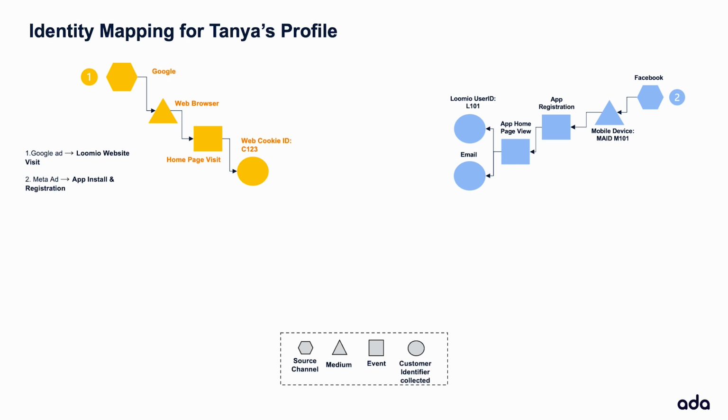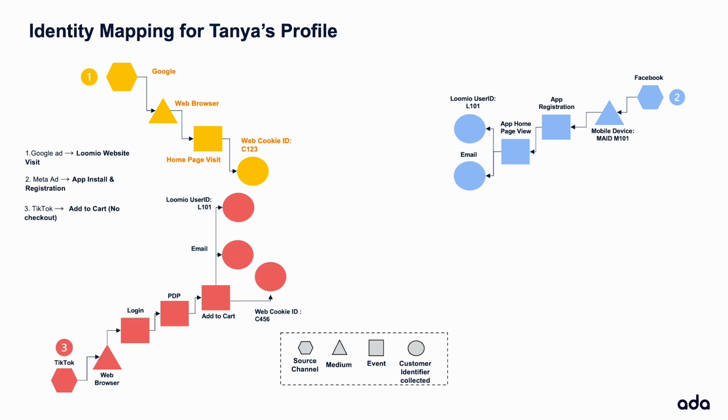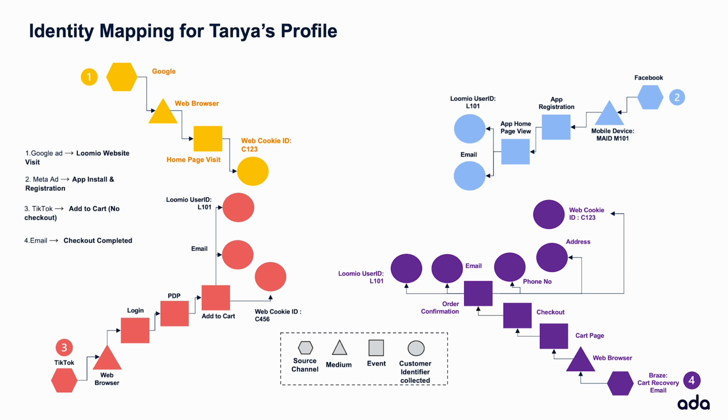In a third journey, Tanya visits through the TikTok web browser where her cookie ID and Lumeo user ID are captured. While the user ID matches the previous record, the cookie ID is different, meaning the channels and devices are still not fully linked. Then comes a fourth journey via an email campaign where she clicks a Braze campaign, lands on the website, and places an order. To complete the purchase, she provides her phone number, email, and user ID. Since this is done on the same browser as Journey 1, we are able to match the records.